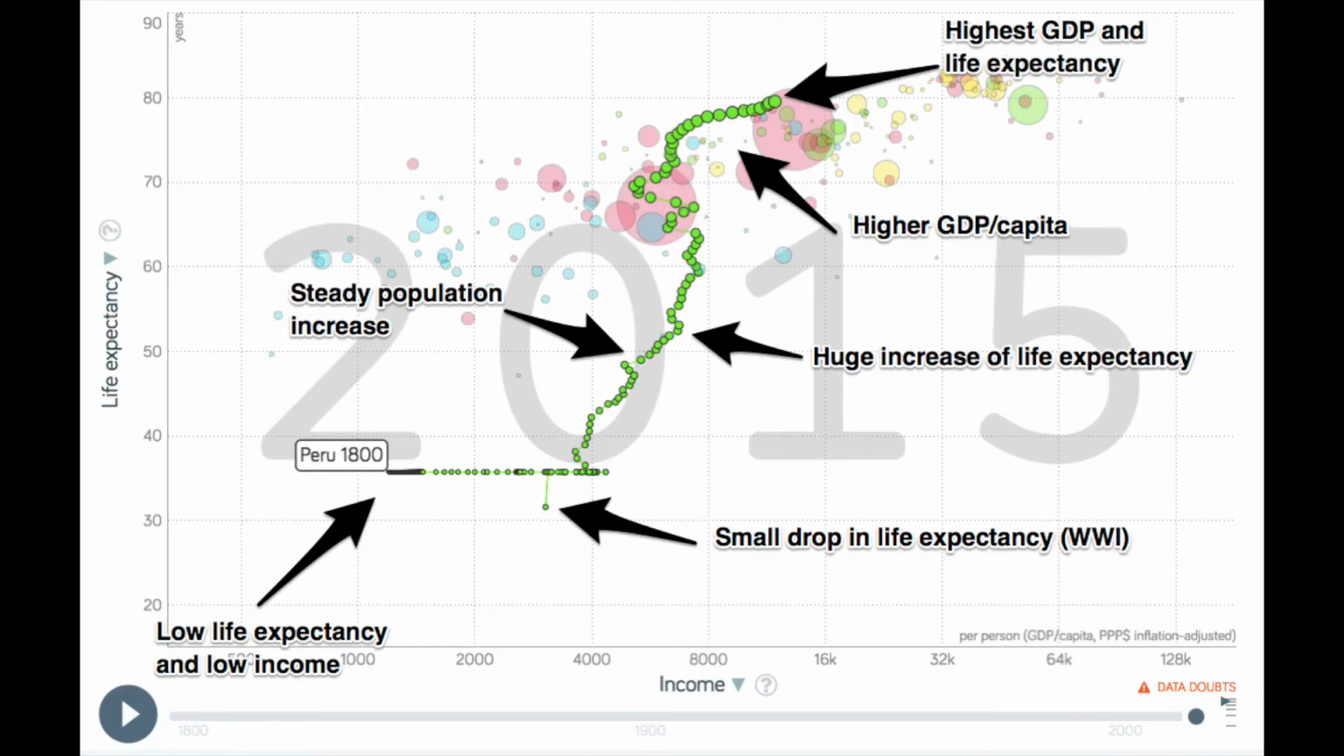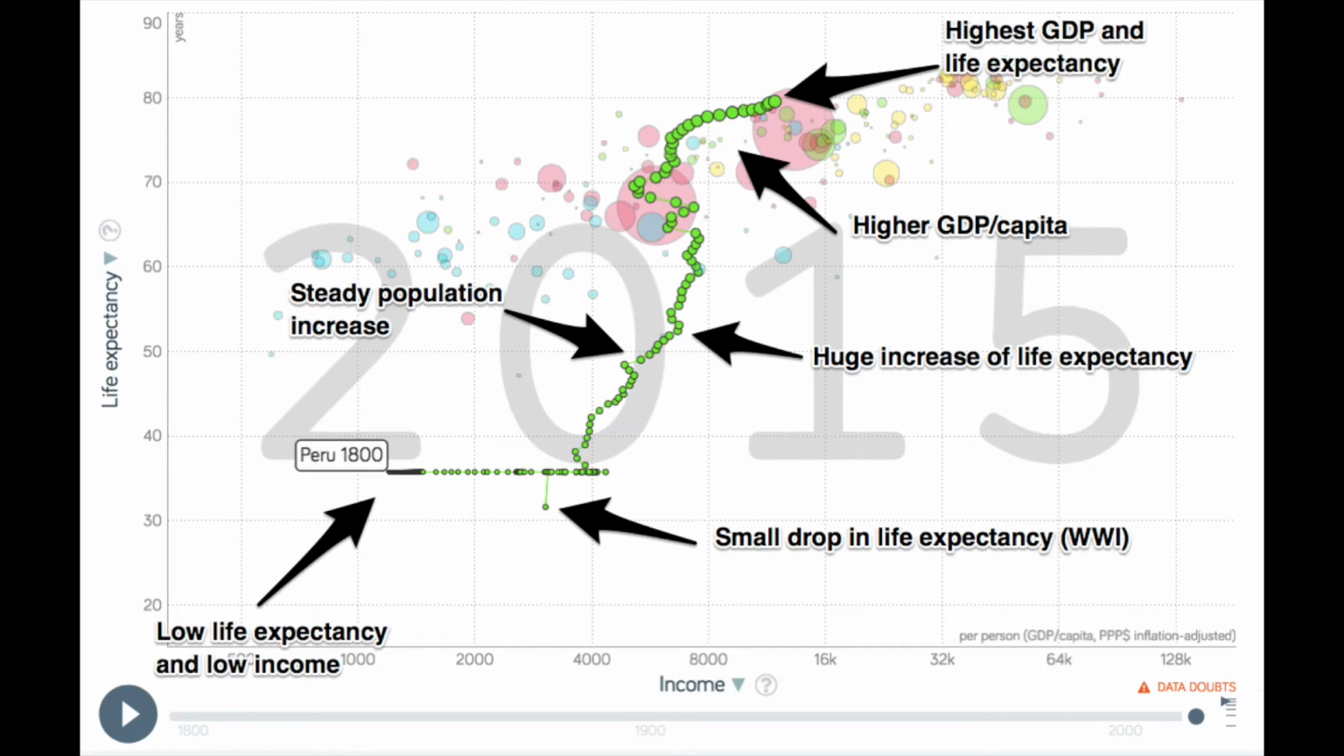This is a graph of the life expectancy, population, and income of Peru throughout the years. First, Peru shows a steady increase of income with a stable life expectancy, dropping only once due to the First World War. But after the end of the Great Depression and Second World War, the life expectancy increases a lot. Then, from 2000 till the present, the life expectancy doesn't really increase, but the income increases rapidly.